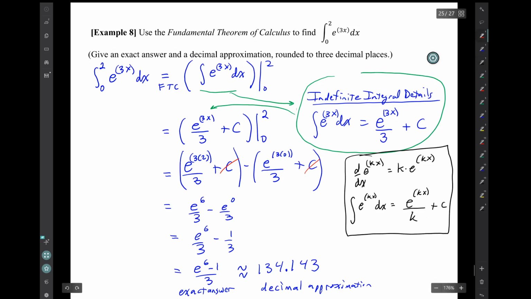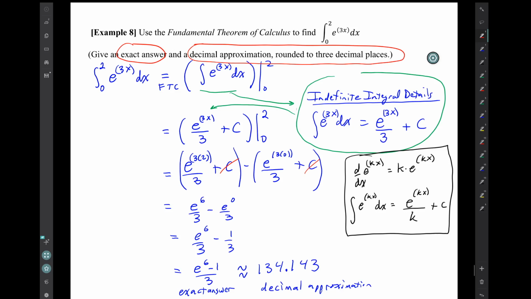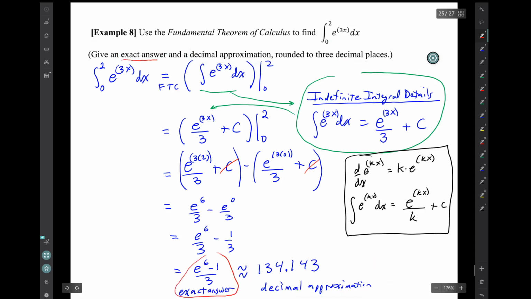Notice that the instructions were to give an exact answer and a decimal approximation rounded to 3 decimal places. I got all the way to the exact answer. This is the way to write the answer in symbols. E to the 6 minus 1, that whole quantity over 3. Then that whole expression can be typed into a calculator to get this decimal approximation rounded to 3 decimal places. Let's go on.